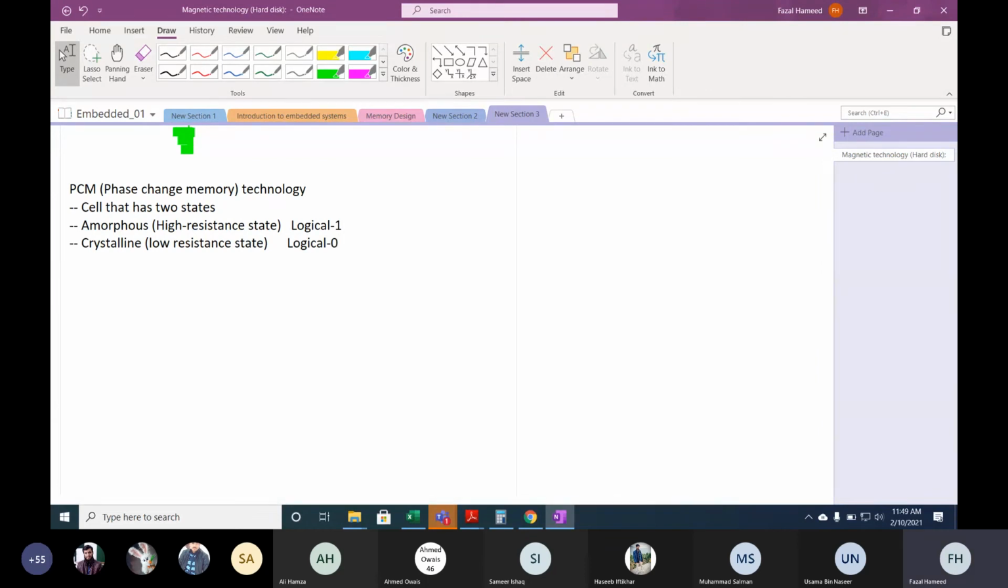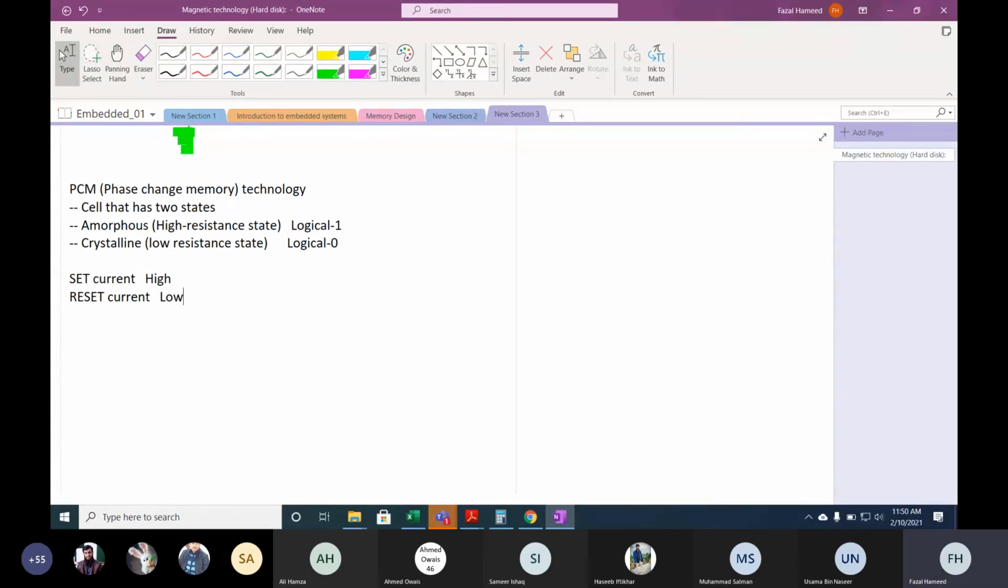Now, how do we change the structure of the cell? When we pass a very high current through the cell, it can be changed into one state, and when we pass a low current, it can be in a low resistance state. So it depends upon the current. There are two types of current: one is set current, and the other is reset current.